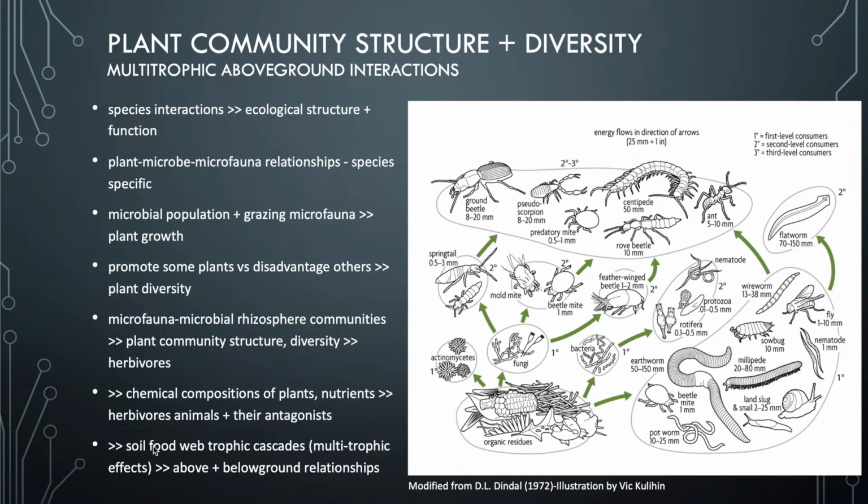This influences the soil food web trophic cascades, and we have looked at trophic cascades in our last lesson, describing how predators within the ecosystem have multi-trophic effects. So they don't just affect the organism that they feed on, but also by default cascade to affect other organisms such as plants, for example. And this very much influences both above and below ground relationships.